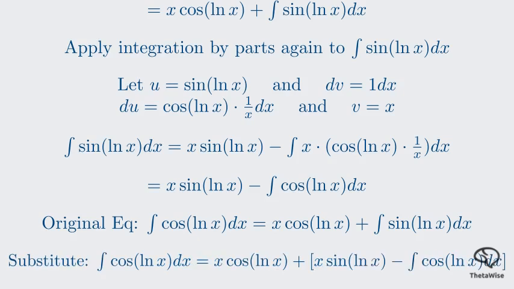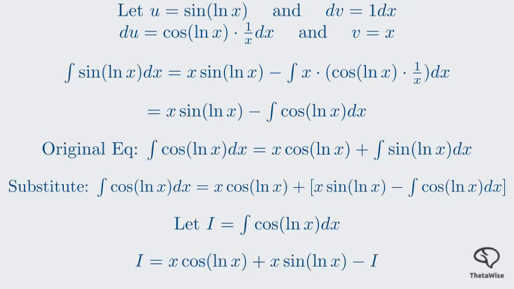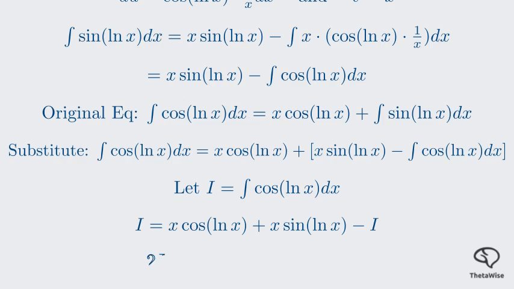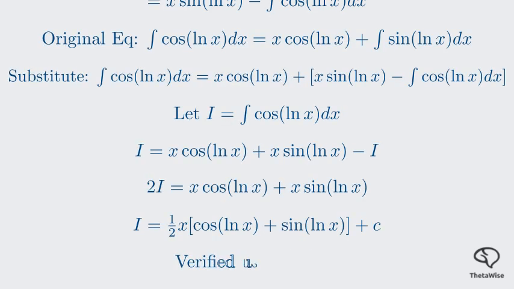And there it is. The original integral appears on the right side. Let's call our original integral I. We have I equals x cos of ln x plus x sin of ln x minus I. Adding I to both sides gives 2I equals x cos of ln x plus x sin of ln x. Finally, we divide by 2, add the constant c, and factor out x over 2. This gives us our final answer. The memo confirms our result.